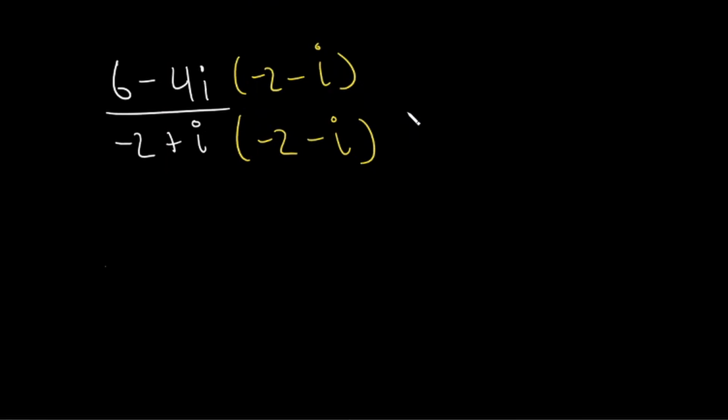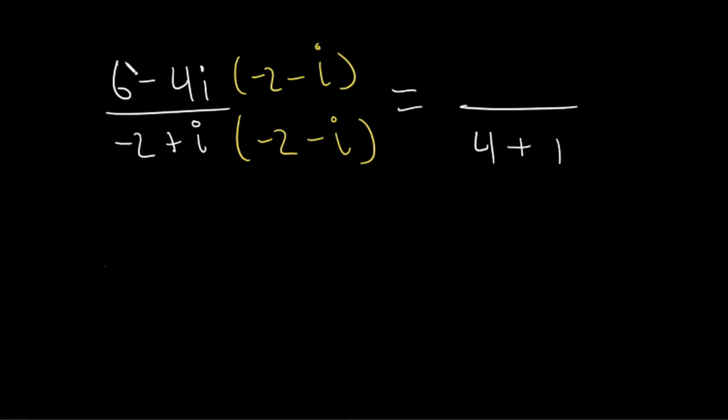So what is this going to be equal to? So let's do the bottom first. Since we know this is going to be the difference of squares, we don't need to do FOIL because we know the pattern. So negative 2 squared is going to be 4, and then i squared is going to be negative 1. So we will be subtracting, because this is the difference of squares, subtracting i squared. And i squared is negative 1, so we are subtracting negative 1, then we are just going to be adding 1. So now we can do FOIL over here.